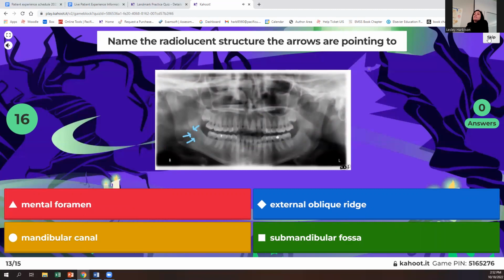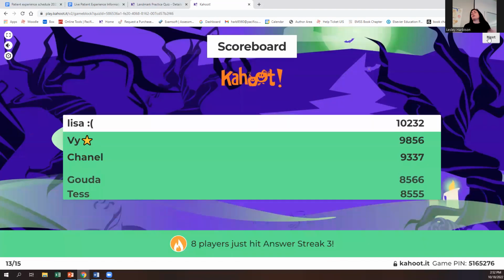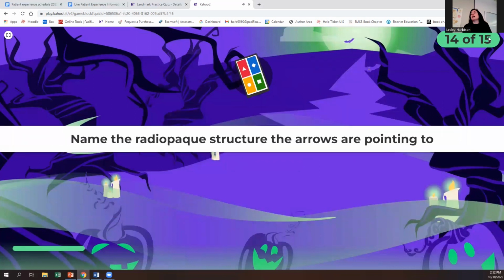Name the radiolucent structure that the arrow is pointing to. Notice it's kind of sandwiching in a spot. I know you can't really see it. You'll see it better on the exam software, but it's the mandibular canal. If it does on the exam, it'll show many arrows on both sides, so it'll sort of sandwich it in. You should clearly know what it's pointing to. I know it's hard to see on this. This is not ideal.